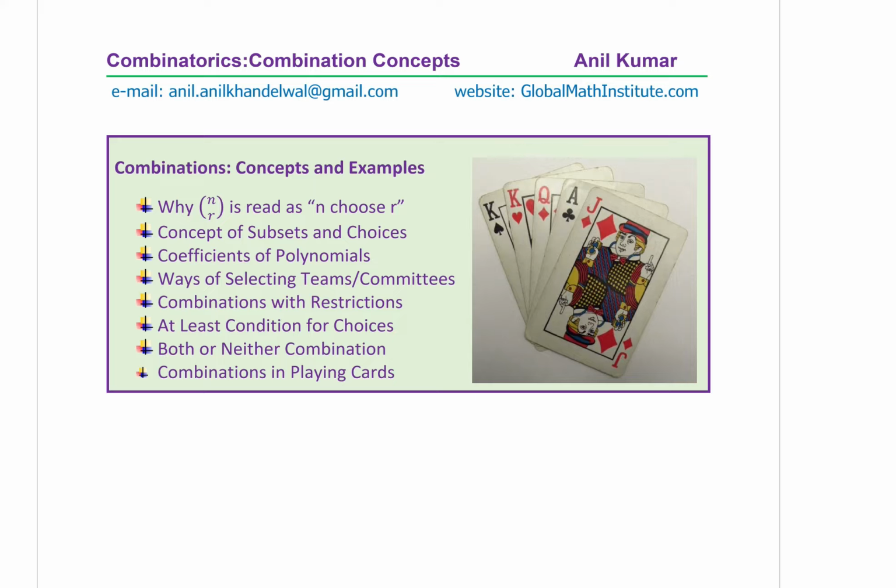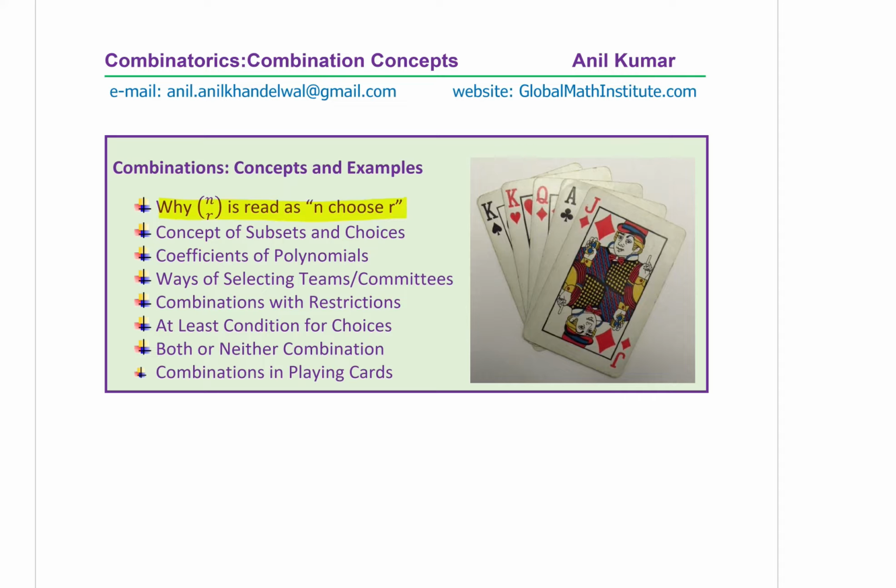We'll begin with combinations and understand what nCr, or n choose r, really means and how it can help us in counting the number of choices in so many different conditions. We'll see first what nCr means. Why is it really called n choose r? We'll look into the concepts of subsets and how they are related with choices. We'll also see how to find the coefficient of polynomials.